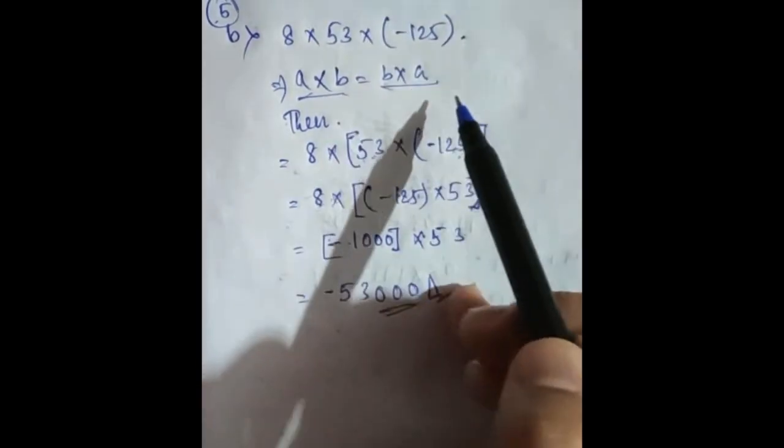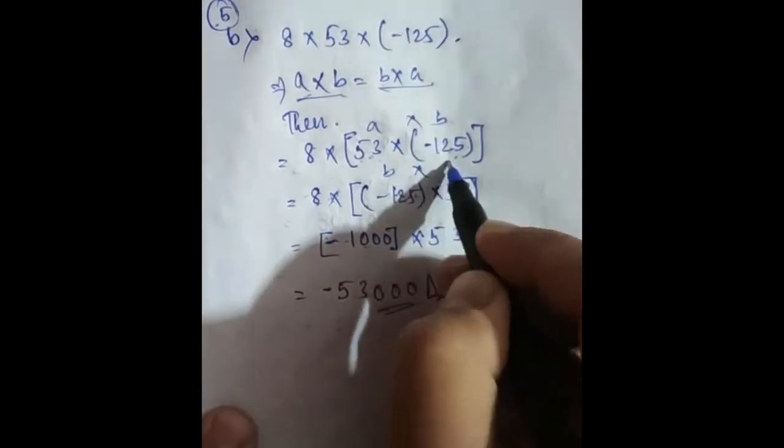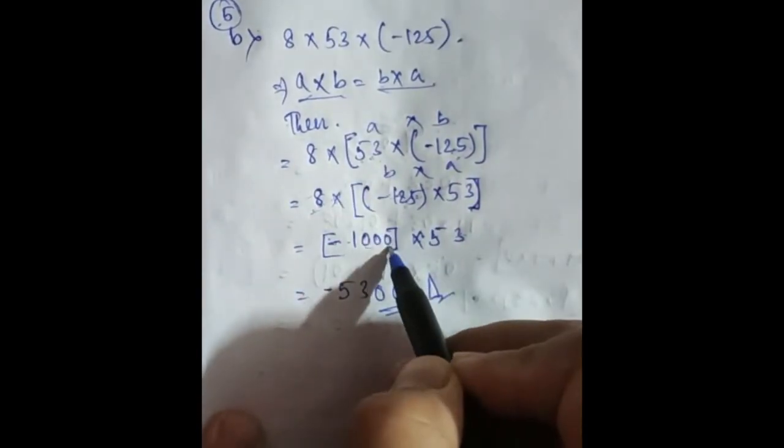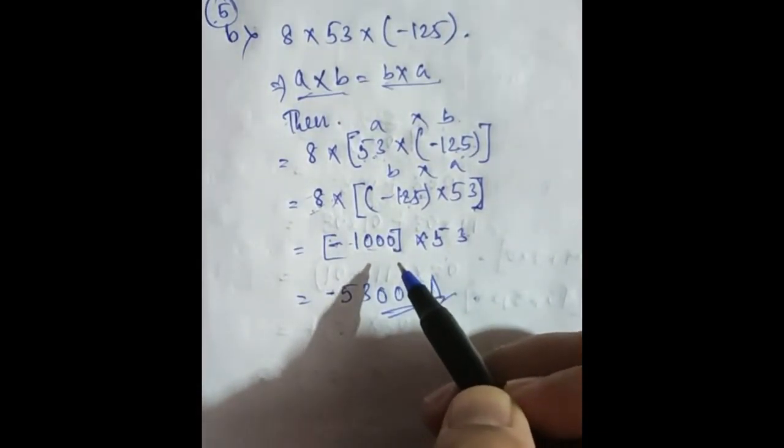I have made, you say, b into a. It was a into b form. Now I made b into a form. Now multiplying 8 into 125, it is easy. You will get the easy value, the value which you can multiply further.